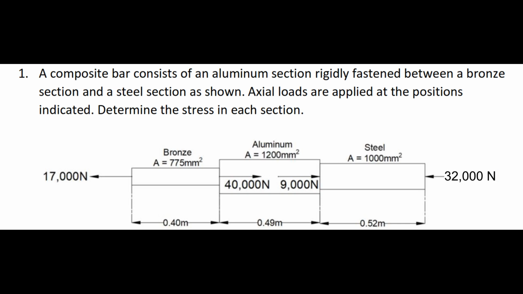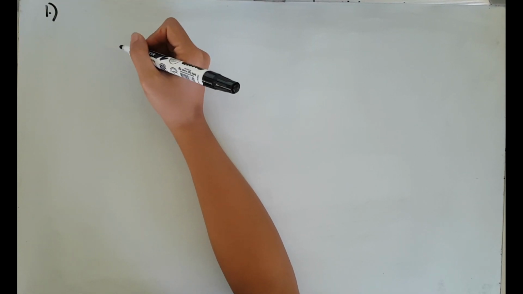For our example number 1, a composite bar consists of an aluminum section rigidly fastened between a bronze section and a steel section is shown. Axial loads are applied at the positions indicated. Determine the stress in each section.